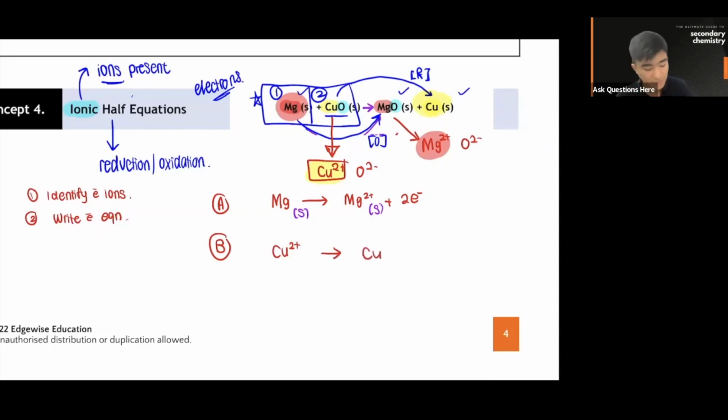Now, what does this reaction involve? Originally, it is positive. Now it has 0 charge. Of course, it must involve the gain of electron, right? Therefore, I must add 2 electrons to this particular species for me to get copper. So the copper 2 plus ion, you must gain 2 electrons before you can become copper.